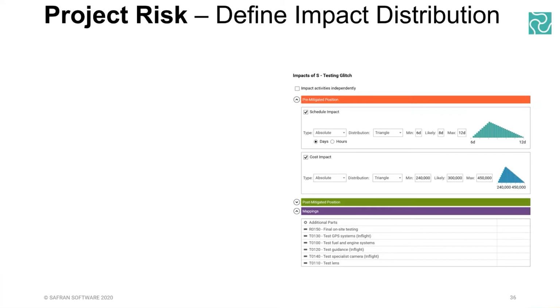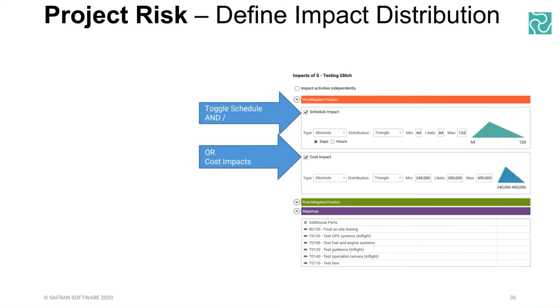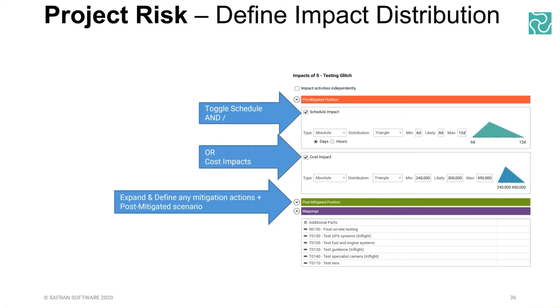Okay, so defining your distributions then. You've got the initial toggles there, which are, is there a schedule impact to this risk, or is there a cost impact to this risk? Choose the shapes, absolute or relative, from the drop-down menus, and input the 3-point estimates as necessary. And then, as I said, you've also got a post-mitigated position, and you can expand that, and you'll see some additional information. It's basically the same information again, plus you've got the option of looking at the mitigation activities.